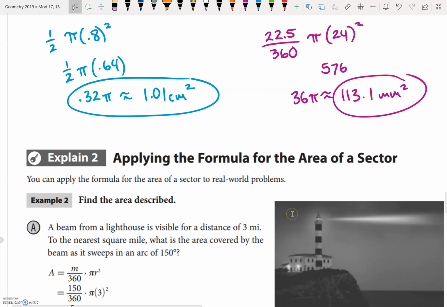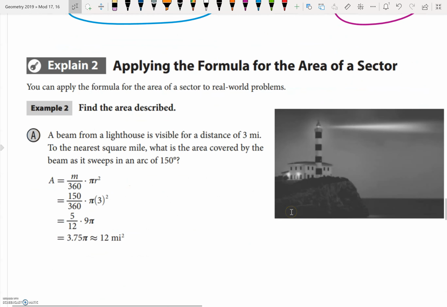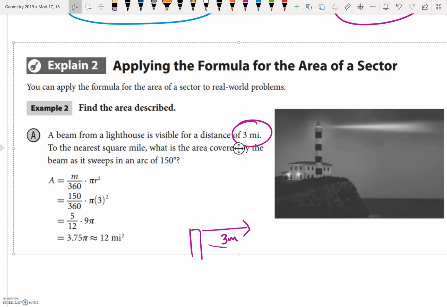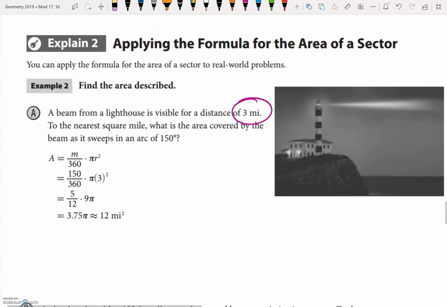We're going to have a couple of word problems that use these examples. It says here that the beam of a lighthouse is visible at a distance of 3 miles. When it says words like that, that means we're talking about a radius, because we talk about a lighthouse and it's going to be going around in a circle and it's going to have some distance. That's going to be 3 miles. To the nearest square mile, what is the area covered by the beam as it sweeps an arc of 150?